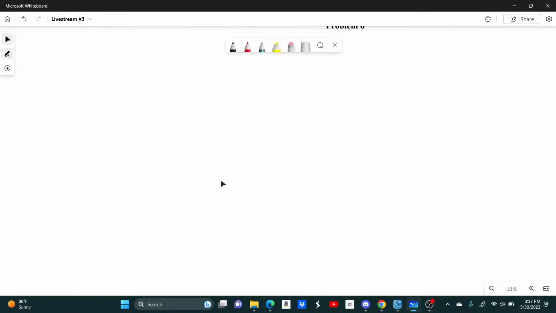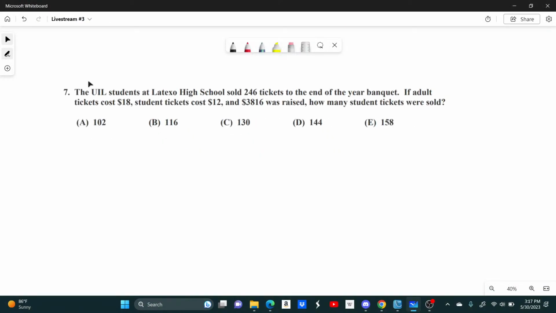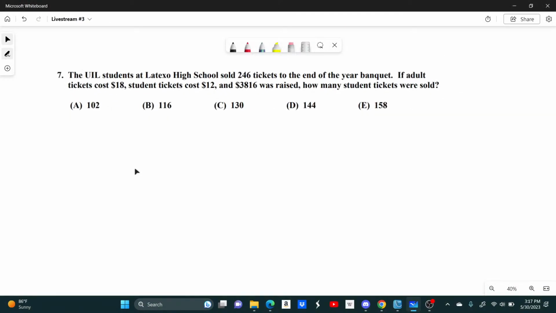All right, we've got another system of equations problem, it looks like. All right, the students at Latexo High School sold 246 tickets to the end of the year banquet. If adult tickets cost $18, student tickets cost $12, and $3,816 was raised, how many student tickets were sold?